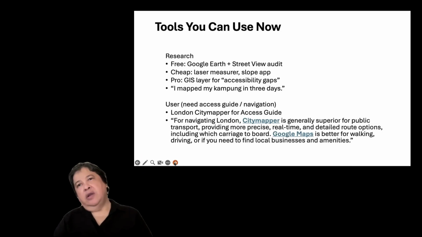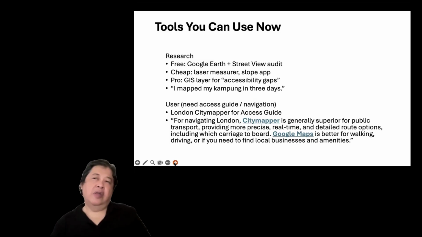When we look at the built environment and try to find out how accessible it is, you can do a bit of research. You can use the Google Earth and Street View audit, which is kind of free, or you can go and audit using a measuring tape, a laser measurer, or a slope app. Or you could do a proper study using a GIS layer for accessibility gaps.